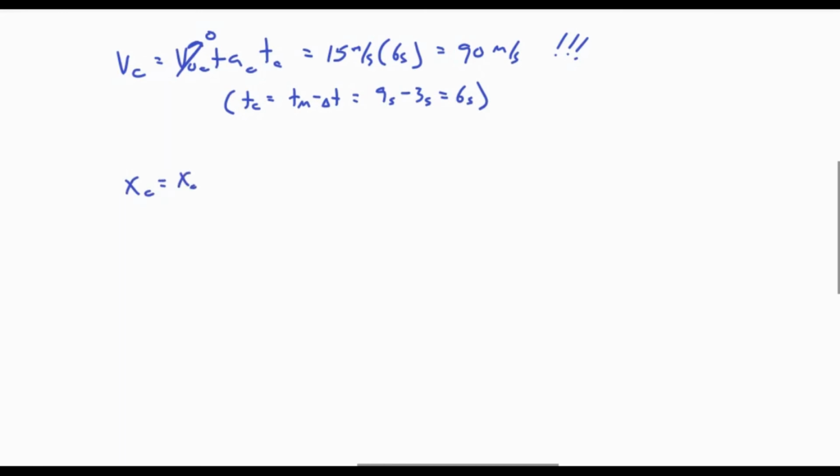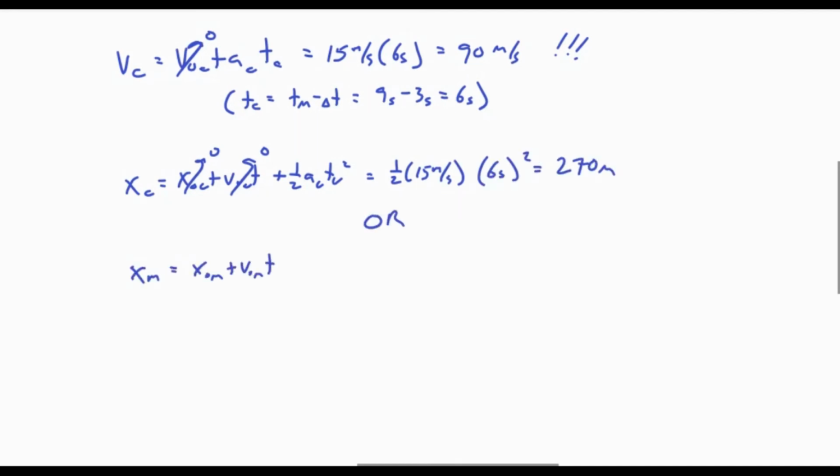We can then plug in all the information we have into the policeman's distance formula to find that he went 270 meters. Or we can plug into Maya's distance formula and find that she went 270 meters. And if you think about it, these numbers have to agree. That's how we solved the problem in the first place.